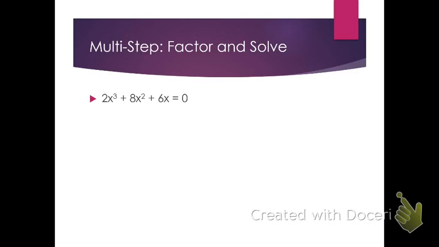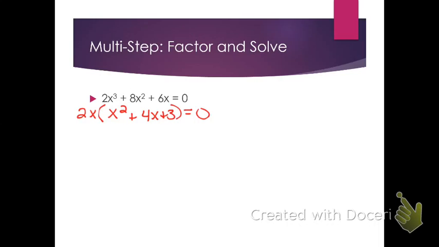And on the left-hand side, remember we always start with a GCF, so 2x cubed, 8x squared, and 6x. That has a GCF of 2x. When I factor out the 2x, I'm left with x squared plus 4x plus 3. Remember to figure that out, I'm doing the opposite of distributing.